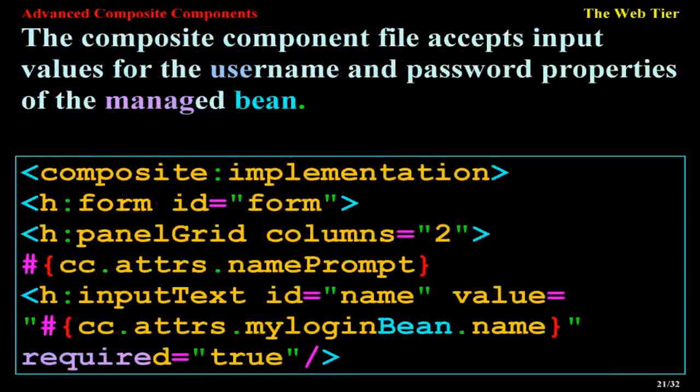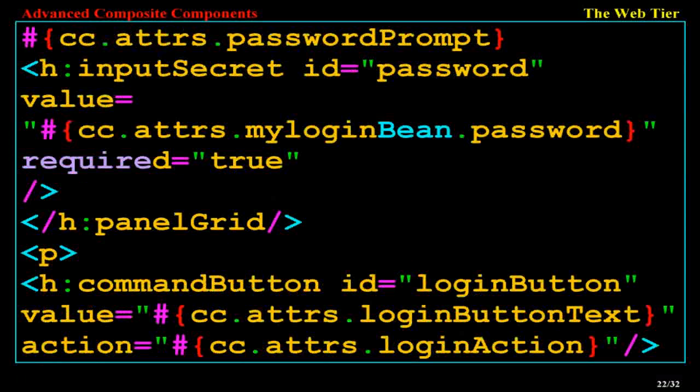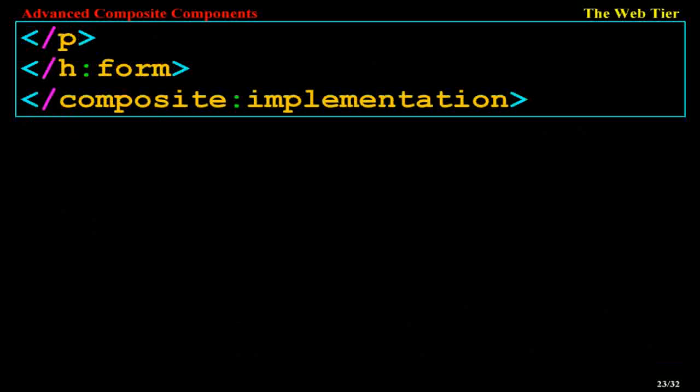composite:implementation. h:form id equals form. h:panelGrid columns equals 2. #{cc.attrs.namePrompt}. h:inputText id equals name, value equals #{cc.attrs.myLoginBean.name}, required equals true. #{cc.attrs.passwordPrompt}. h:inputSecret id equals password, value equals #{cc.attrs.myLoginBean.password}, required equals true. /h:panelGrid. h:commandButton id equals loginButton, value equals #{cc.attrs.loginButtonText}, action equals #{cc.attrs.loginAction}. /h:form. /composite:implementation.